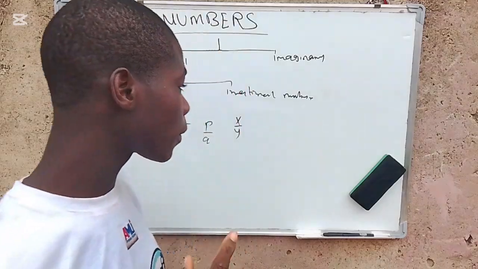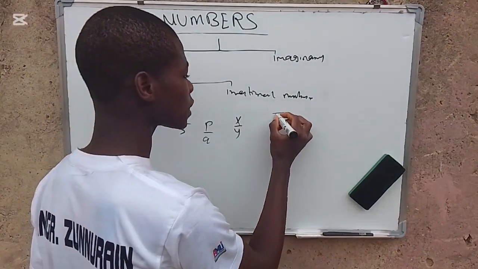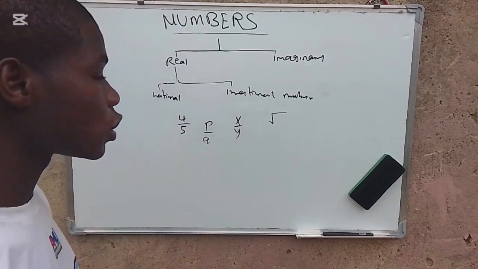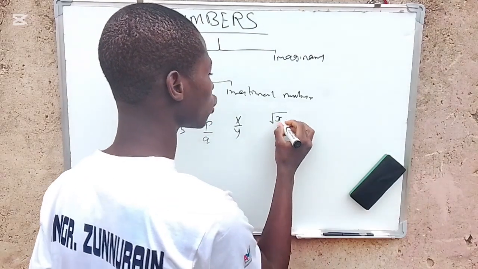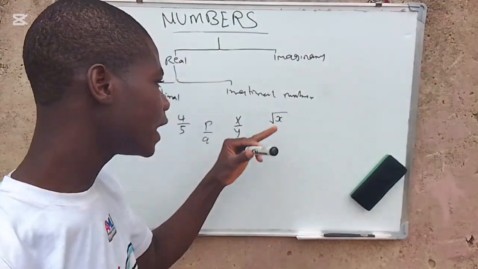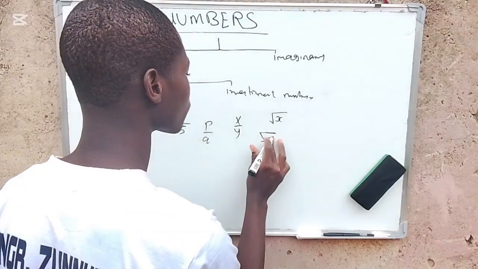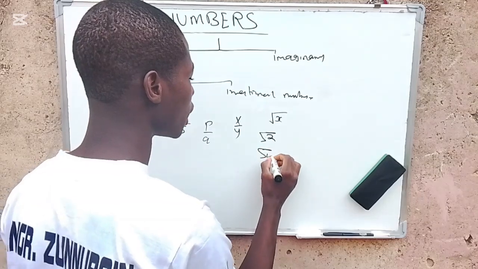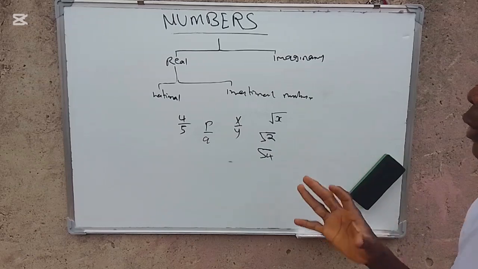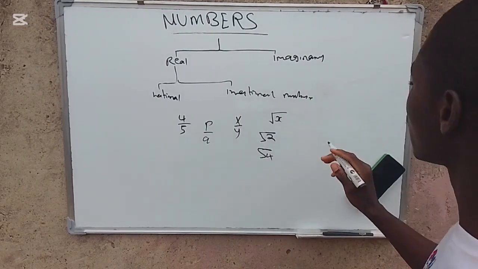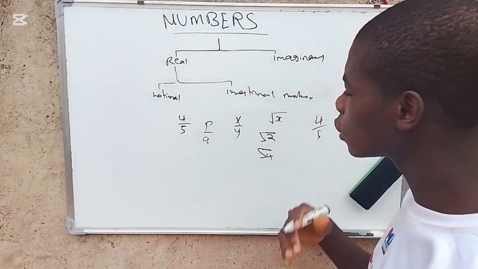Irrational numbers, from the word irrational, maybe we can say it is the opposite, but irrational numbers are numbers that are in square roots. Let's say we have the square root of x. The square root of x is an irrational number. And also the square root of 2, and the square root of 4, they are irrational numbers. So the difference between rational and irrational numbers is that a rational number is any number that can be written as a division of one number by another number. But what of an irrational number?